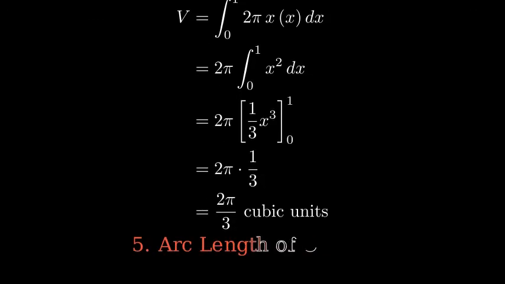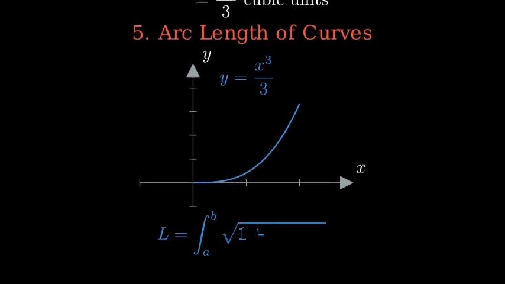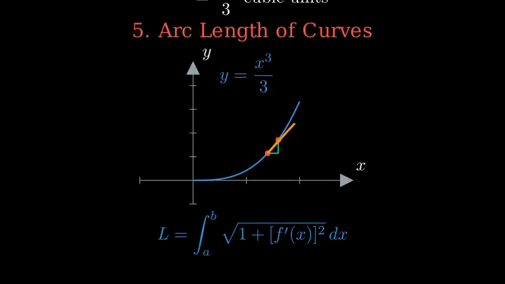Our fifth application is finding the arc length of a curve. The length of a smooth curve, y equals f of x from x equals a to x equals b, can be calculated using integration. The formula for arc length is the integral from a to b of the square root of 1 plus the square of the derivative of f of x with respect to x dx. This comes from using the Pythagorean theorem on infinitesimal segments of the curve.